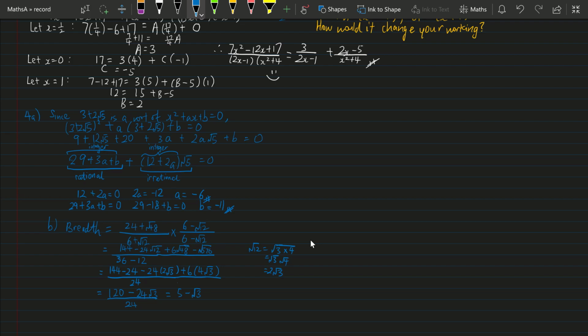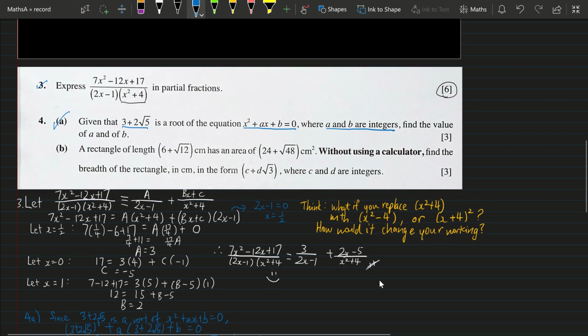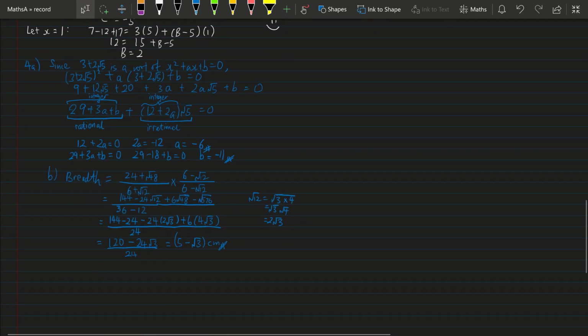So the breadth in cm is 5 minus square root 3. This is your final answer. This should be good enough for 3 marks, and the presentation should be no problem. Okay? So where c and d are integers, they didn't ask you to specify the value of a and of b. They just want to see it in this final form. So our final answer is perfectly fine.